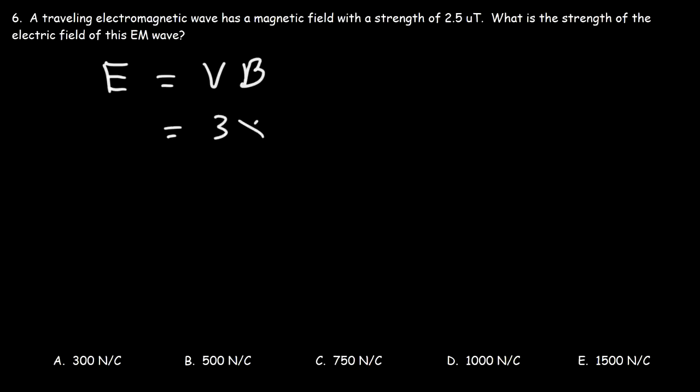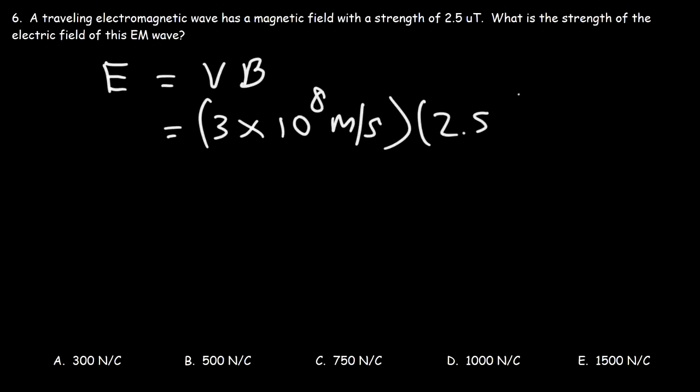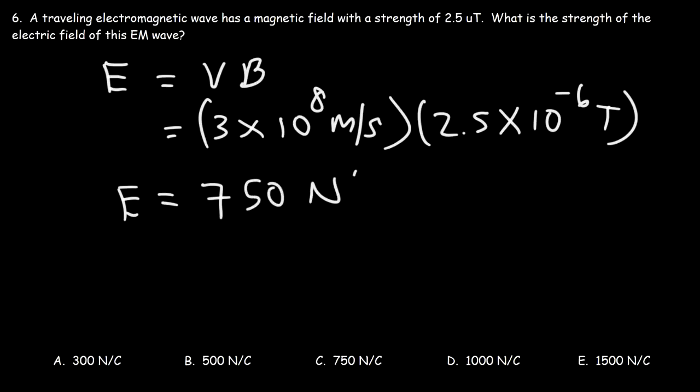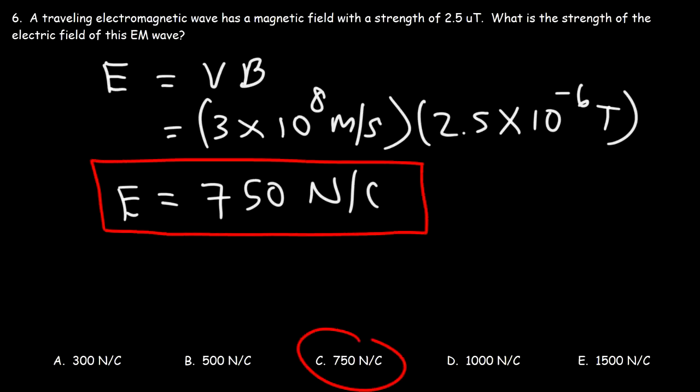Electromagnetic waves, they travel at the speed of light, which is 3 times 10 to the 8 meters per second. The strength of the magnetic field is 2.5 microteslas, or 10 to the minus 6 teslas. So all we need to do for this problem is simply multiply those two numbers. And so the electric field is equal to 750 newtons per coulomb, which also has the same units as volts per meter. So answer choice C is the answer.